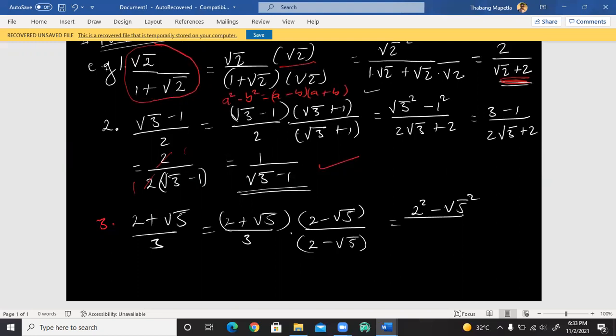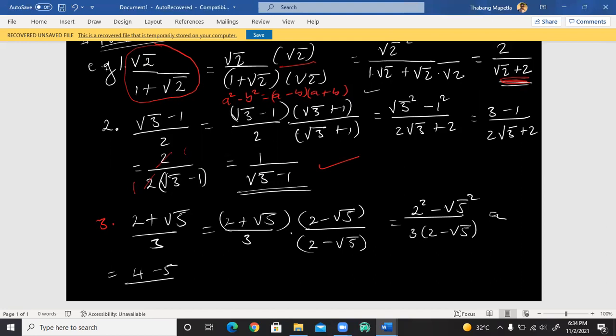No, sorry, don't mess with the denominator, because oftentimes the denominator will help you simplify. 2 minus root 5. And then up there, it's going to be 4 minus 5, because 2 squared is 4, and this root will be cancelled by power 2, so we're going to remain with 5.